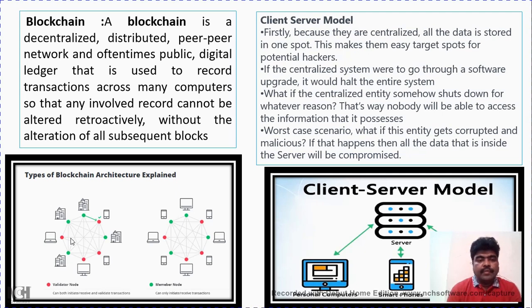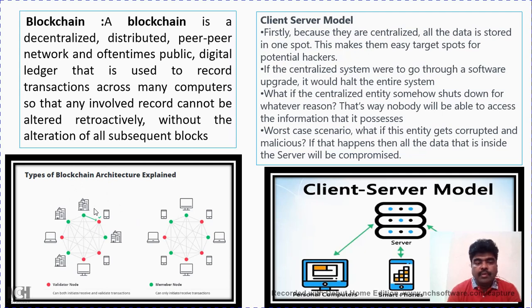This is how blockchain works, because it is a decentralized and distributed network. The data is not centralized, and there is no single entity which owns the entire data. Everyone is a participant, and everyone contributes towards the security of the data, the transparency of the data, and the trust of the data. That's how this blockchain network is going to help us.